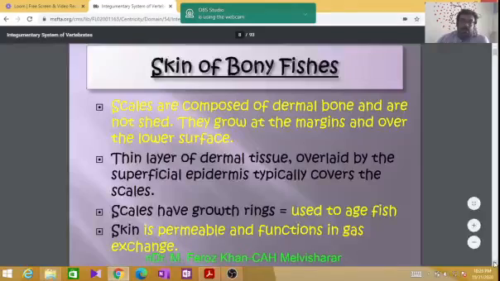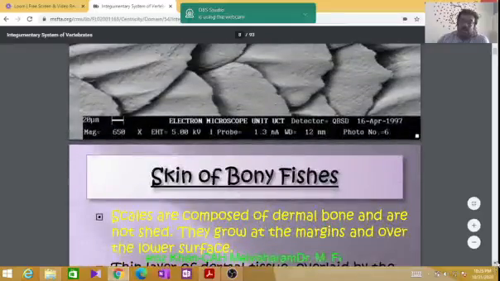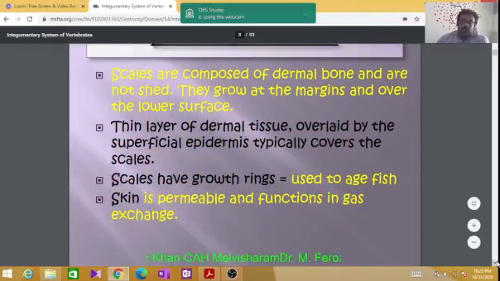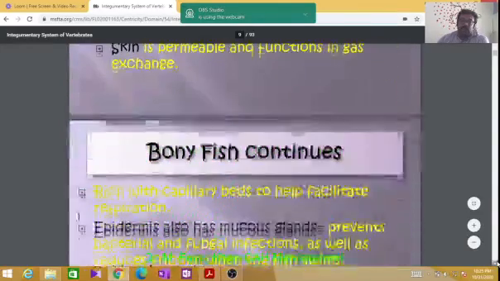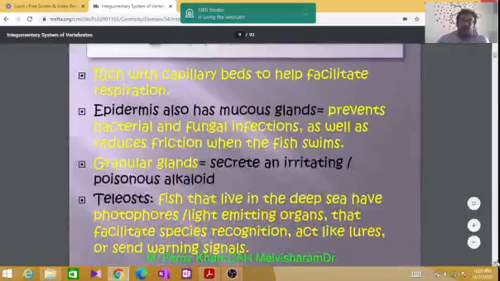Then comes the skin of bony fishes. In bony fishes, the skin has many scales or dermal bone. They are not shed. They grow at the margins over the lower surface. They have dermal tissue overlaid by superficial epidermis and the scales. Scales have growth rings that are used to tell the age of the fish. The skin of this fish is permeable and functions in gas exchange. They are rich with capillary beds to help facilitate respiration.